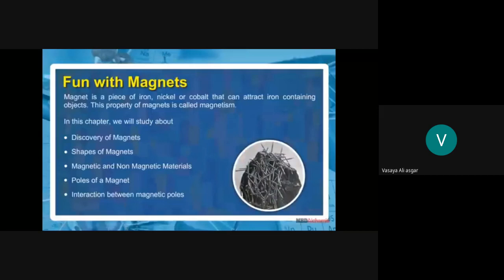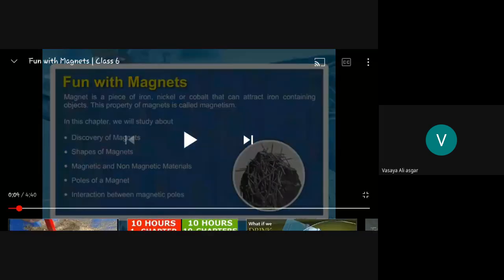In this chapter, we will study the discovery of magnets, the shape of magnets, magnetic and non-magnetic materials, the poles of a magnet, and the interaction between magnetic poles. Okay, let's just start the video.